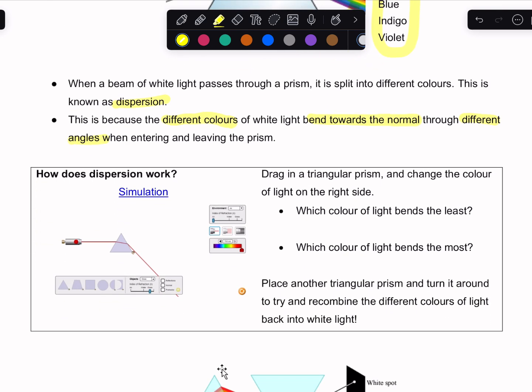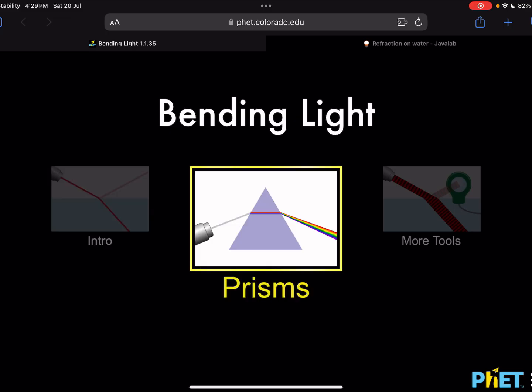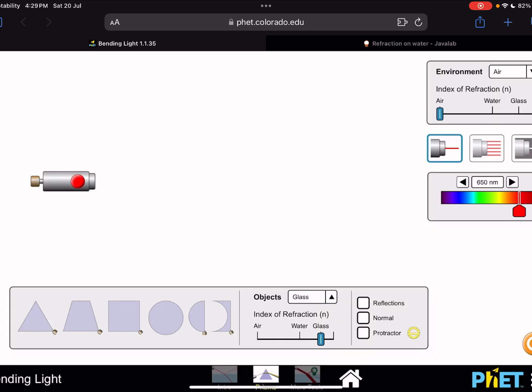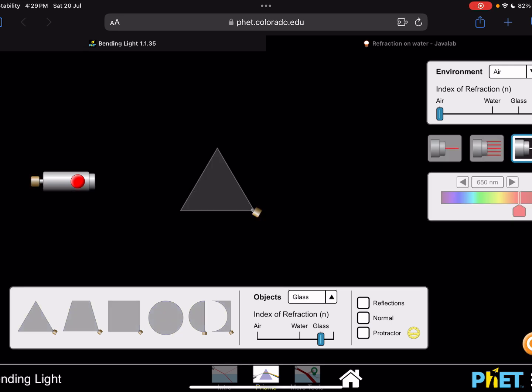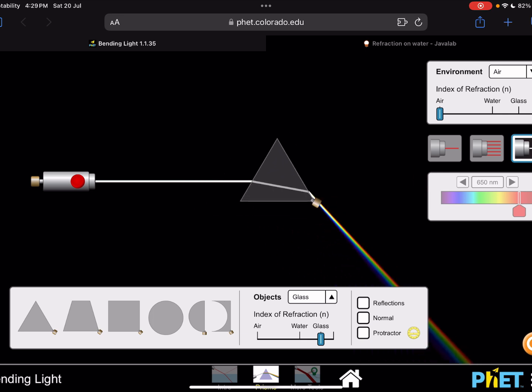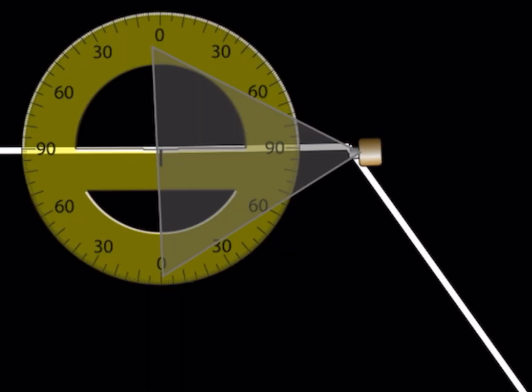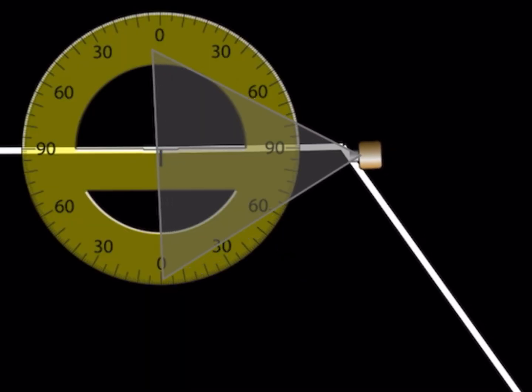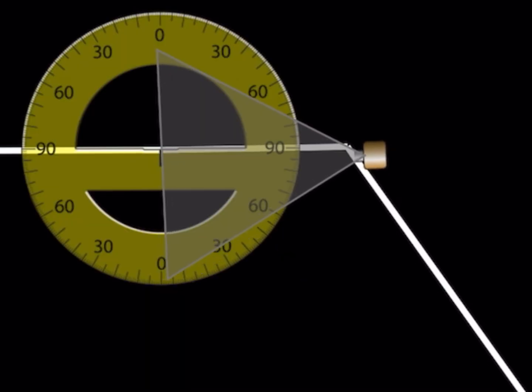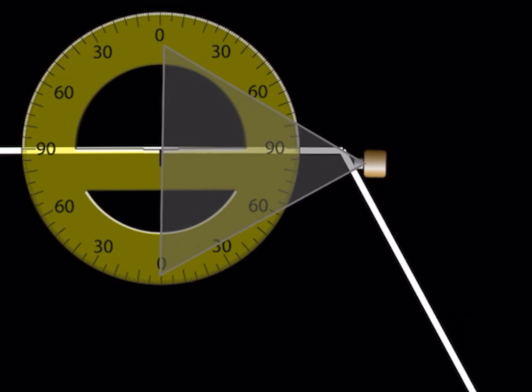So let's look at a simulation. Go to prisms over here and include a prism. Change this to white light, and we can see that as it exits the prism, you'll see the rainbow colors. So how does this work? Now notice that when it enters at 90 degrees, it won't actually bend, it will just travel in a straight line.